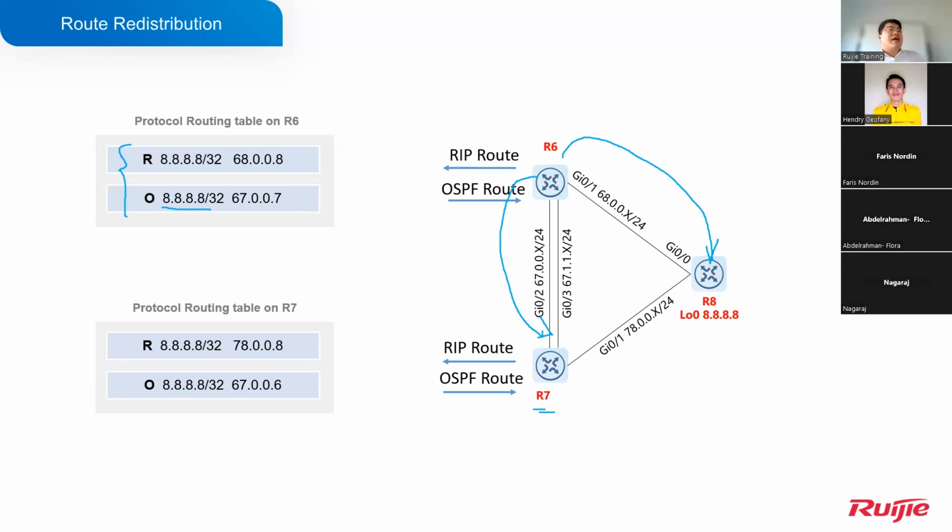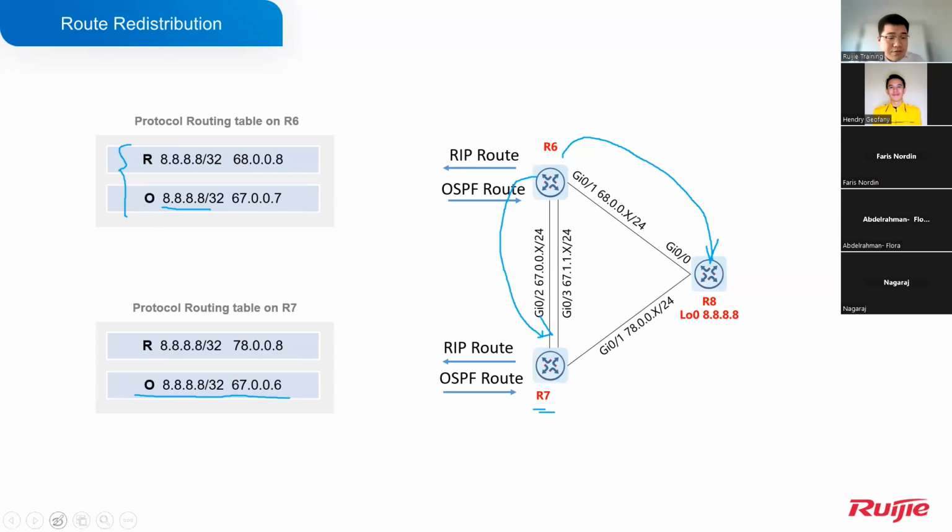So when we determine which route is better, firstly we will check the destination. To the same destination, the route with the lower AD will be the optimal route. So here OSPF is better, and on R7 it is actually the same. This OSPF route is better, but here comes a problem.